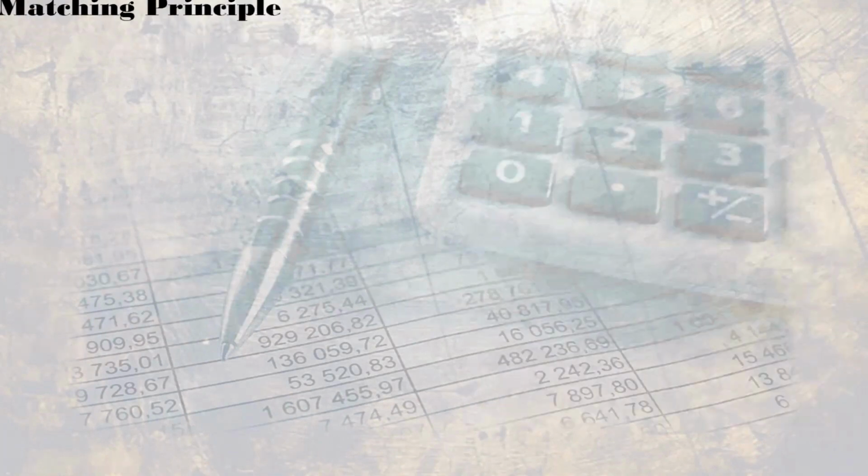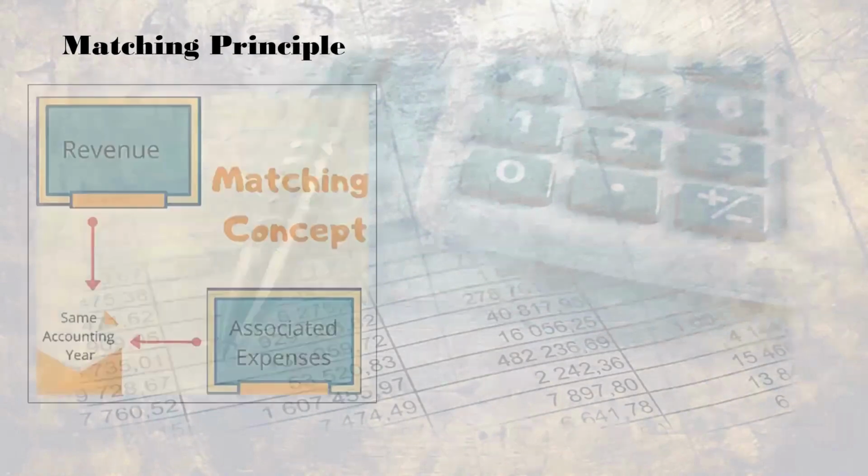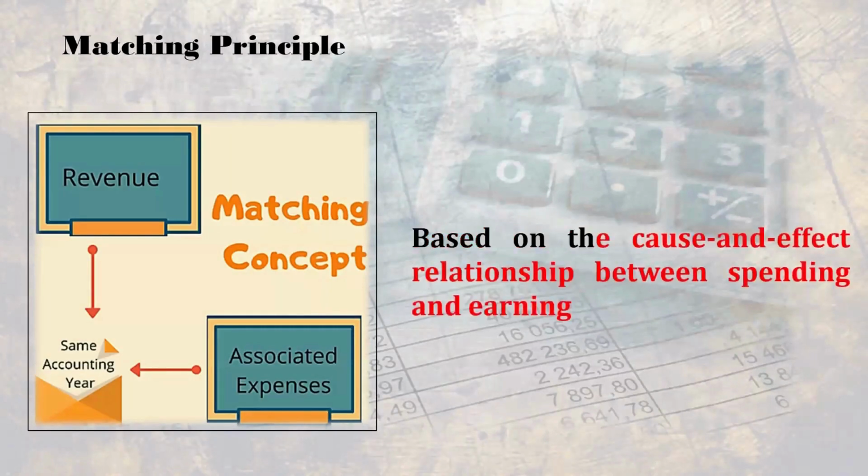And the last one, matching principle. That means we match the earning and expenditure. The matching between the earning and expenditure is called the matching principle. Based on the cause and effect relationship between spending and earning, it comes under the matching principle.